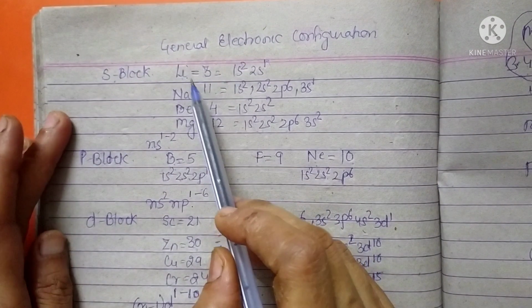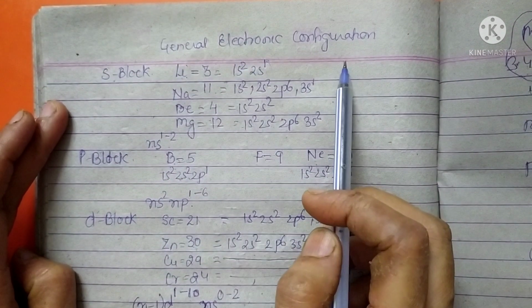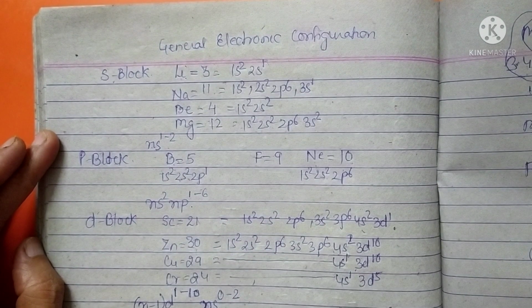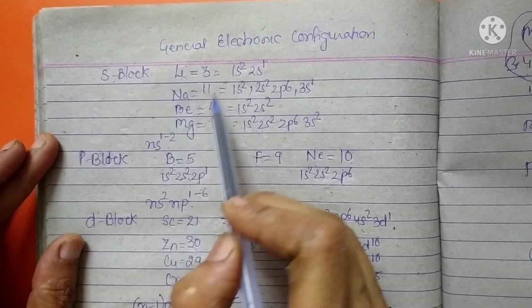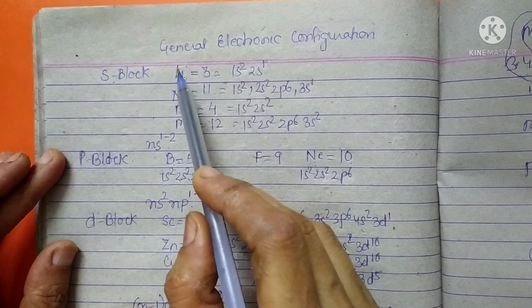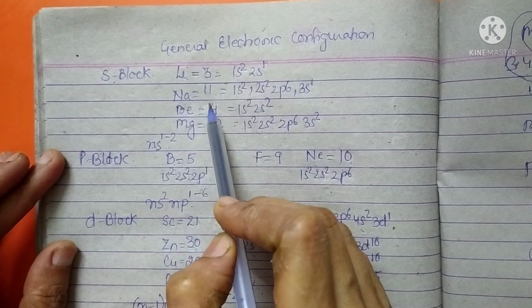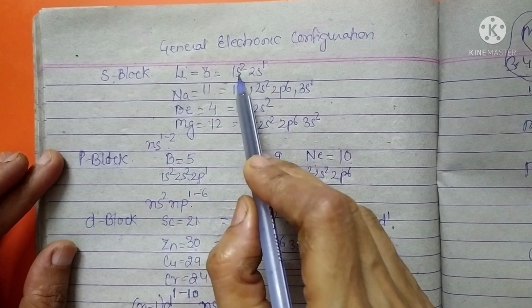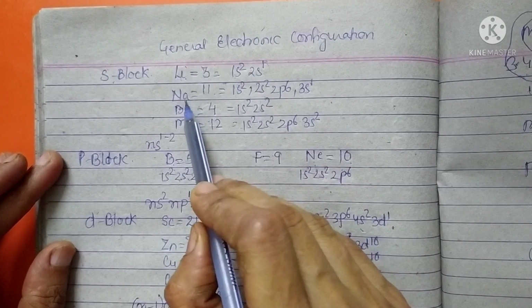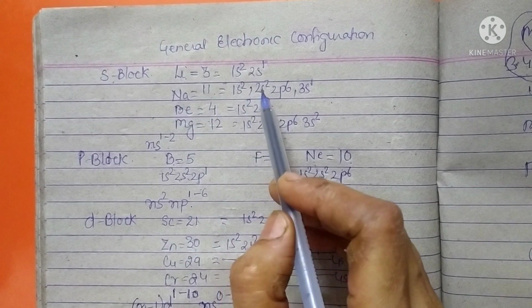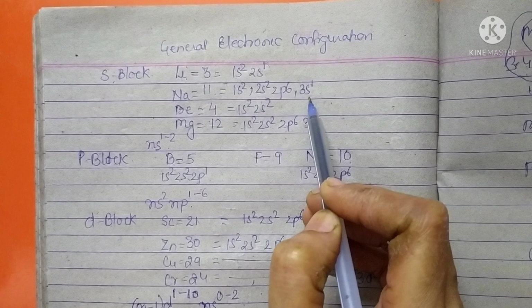Now, how to write the general electronic configuration of s block elements, p block elements, d block elements and f block elements. Let us take the example of some of the elements. Lithium, atomic number 3, is an s block element. Let's write the electronic configuration: 1s2, 2s1. Sodium, atomic number 11, has electronic configuration 1s2, 2s2, 2p6 and 3s1.